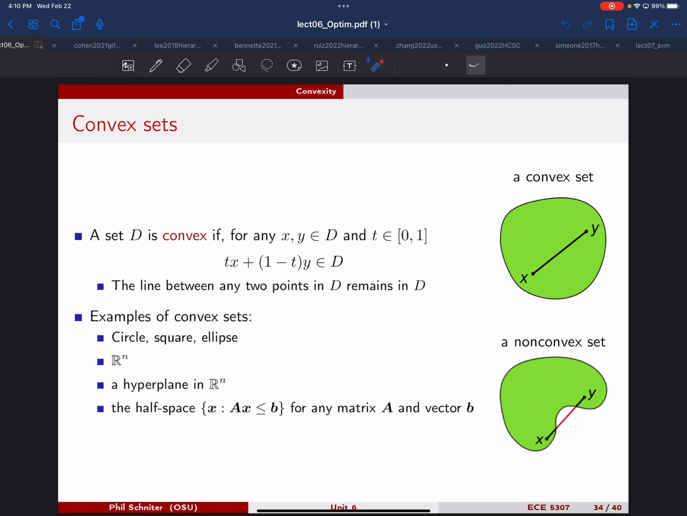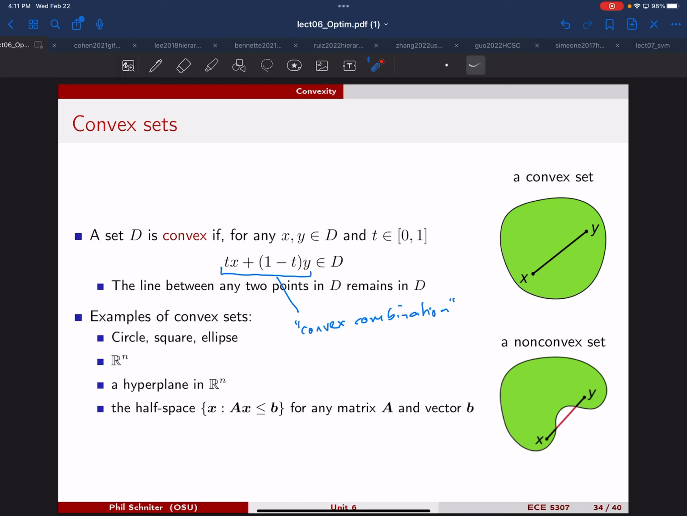So the first thing we have to talk about is convex sets before we can talk about convex functions. And so we say that a set is convex if for any 2 points in the set and any number t between 0 and 1, this thing, which you can think of as a weighted average, or we call this a convex combination, is still in the set.